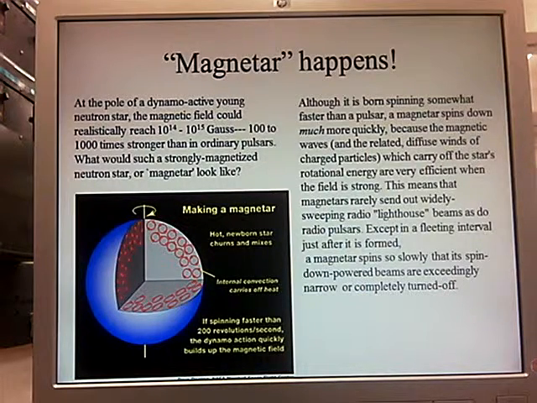So then it will quickly do that, and then these beams become, in the end, narrow. The magnetar beams are these narrow beams, which are brighter. But then, as you spin really slowly, you start to lose that, and you can even, in some sense, turn off the beams.